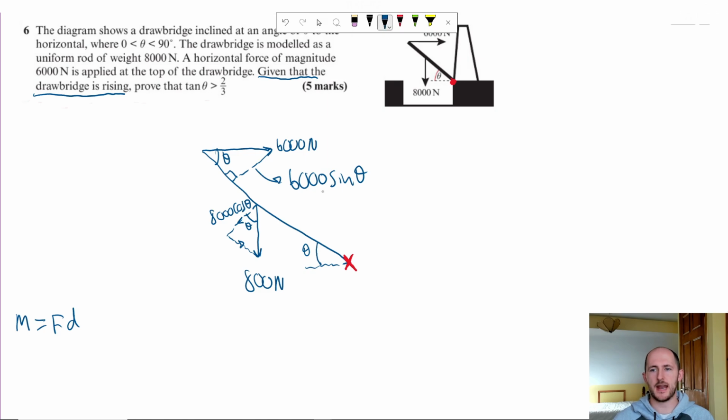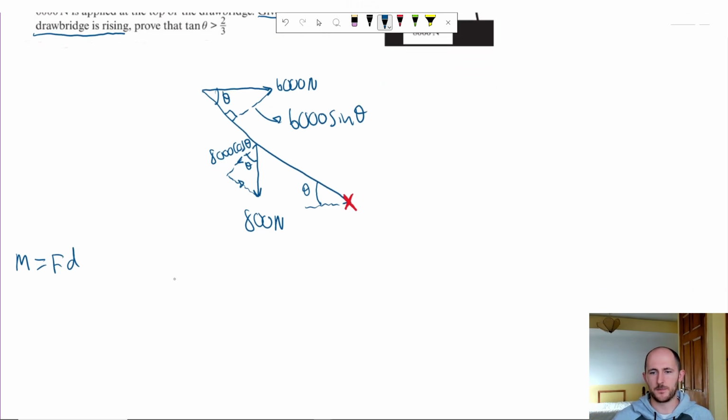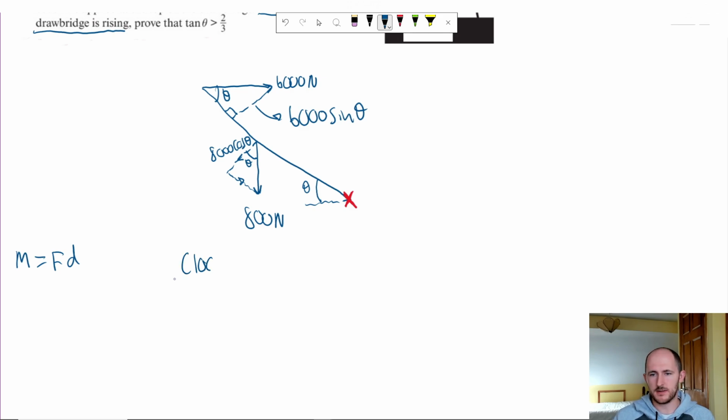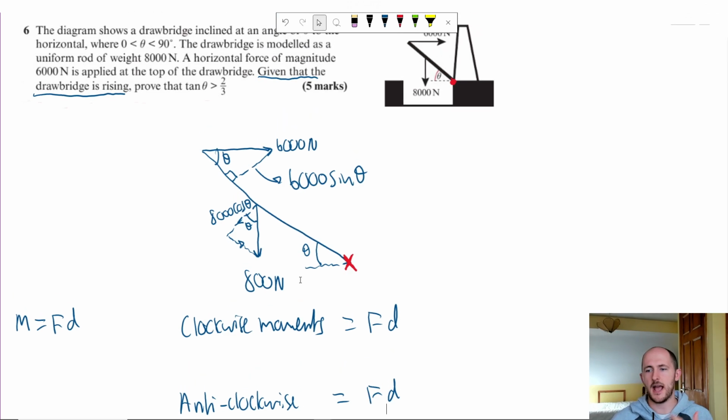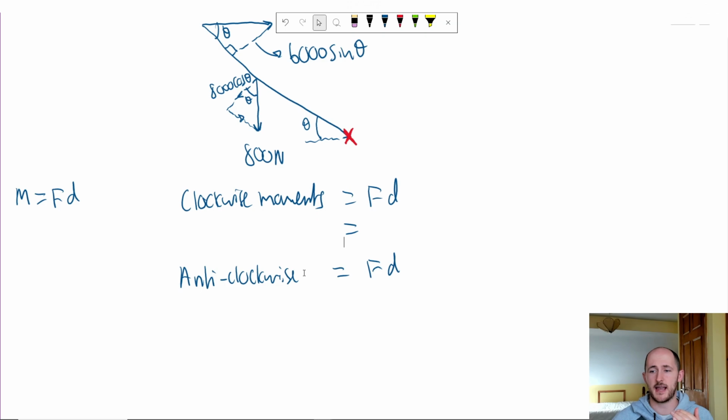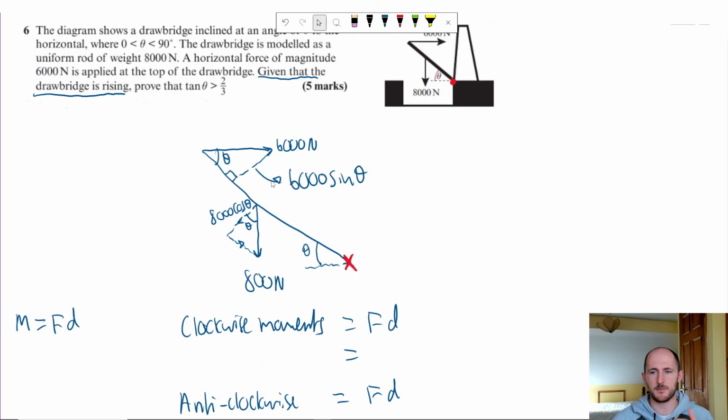Perfect. So now here's the next thing about moments: they don't act left, right, up and down. They act clockwise and anti-clockwise. So if I were to work out the clockwise moments, we would still do force times distance, don't you worry. And then we're also going to have anti-clockwise moments, okay? And again, that still equals force times distance, but how do you tell? And this is another problem that a lot of students have. So here's my top tip on doing this.